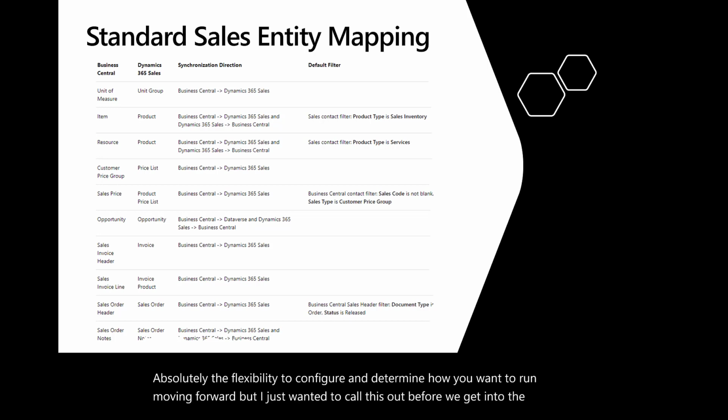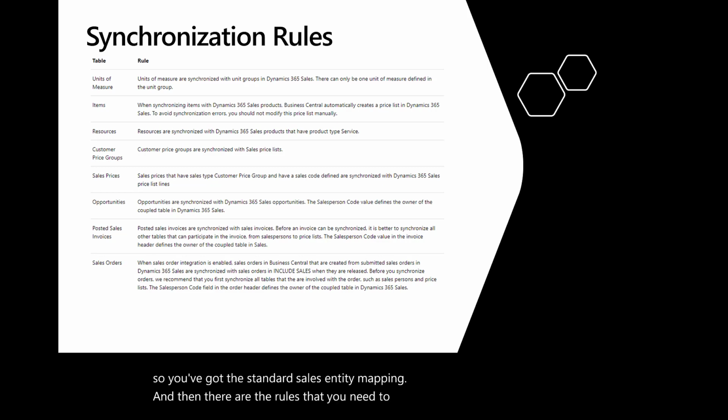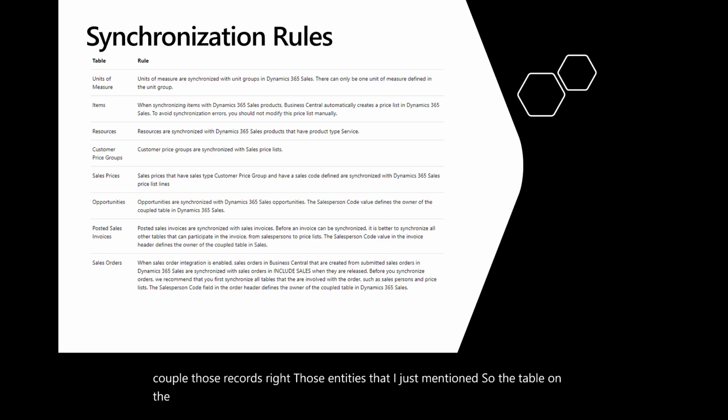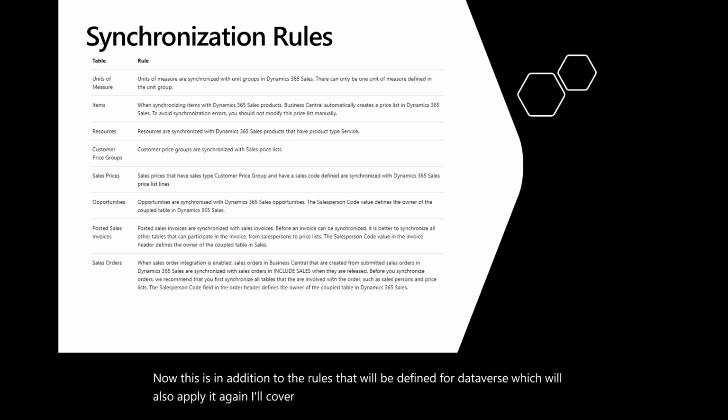So you've got the standard sales entity mapping, and then there are the rules that you need to take into consideration when we couple those records, those entities that I just mentioned. The table on the screen provides some of the details surrounding the rules that control the synchronization between Sales and Business Central. This is in addition to the rules that will be defined for Dataverse, which will also apply. Again, I'll cover this in the next video, once we talk about the integration and how to set it up.